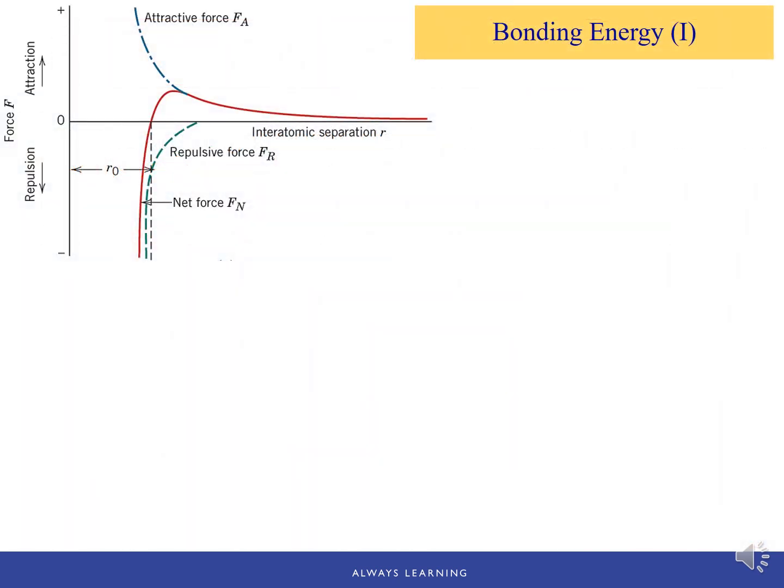Sometimes it's more convenient to use the bonding energy or the potential energy between the two atoms instead of using the forces. Mathematically, we know that E, the energy, equals force times the distance. So if force is a variable, then E equals the integration of force times dr, where force is the force at the given r. Or we can rewrite this equation: force equals the derivative of E over r.